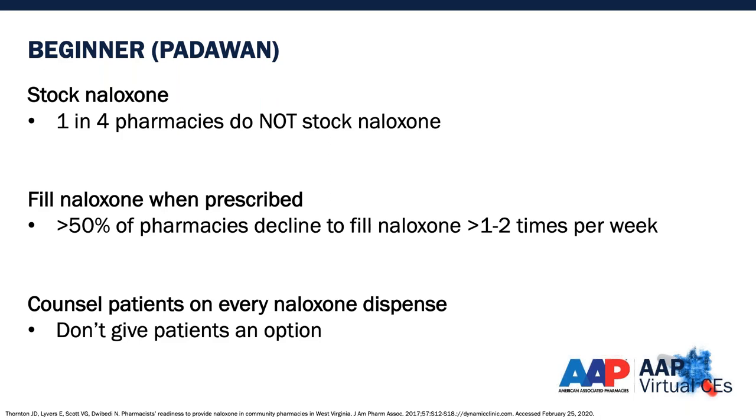Number three, counsel patients on every naloxone dispense. Don't give patients the option. I love this. It's a quote from a recent JAMA article, Journal of the American Medical Association, that came out just earlier this year. They said, quote, "A universal offer should be made to provide naloxone at pharmacies, and pharmacists should offer naloxone as a part of a universal opt-out strategy to all patients who are perceived as having a high risk of opioid misuse." So treat naloxone as an opt-out, not an opt-in. Don't wait for them to ask to be counseled. Proactively counsel everyone. So again, these are three basic steps that you can do if you're not doing anything.